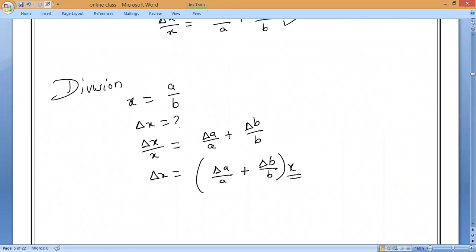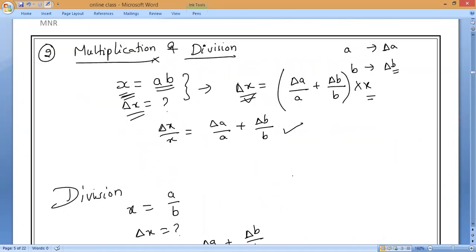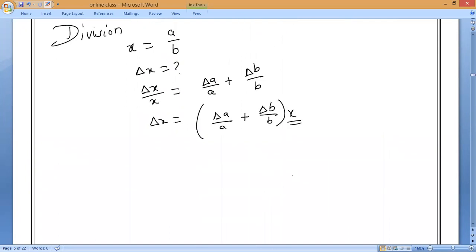So this is multiplication and division. If it is over, you tell me, we will solve a numerical. If you are all okay, completed everybody? Question number 3, you can take.